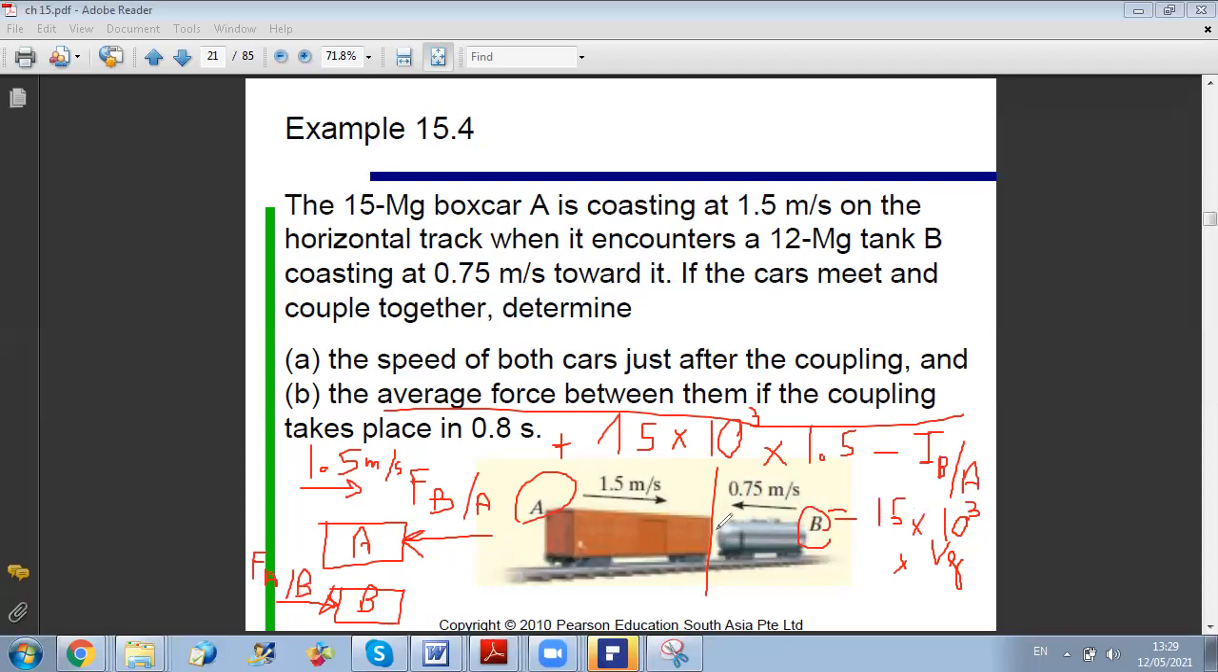Okay. And at the end we say that F of B on A average is equal to the impulse we calculated over delta T. So equals to impulse of B on A over delta T. This was the question. Okay. Any question on this problem?